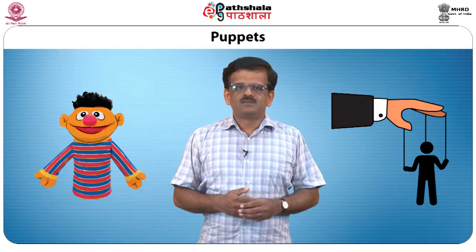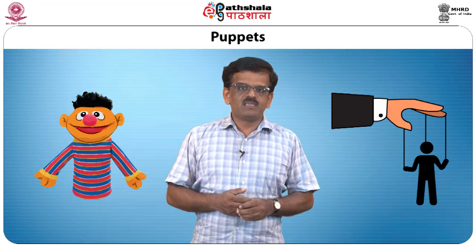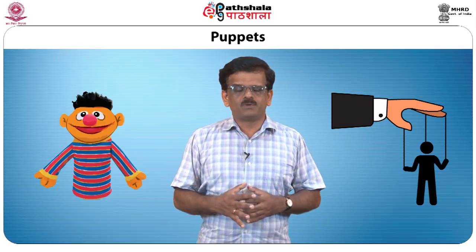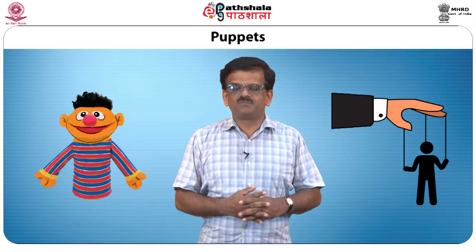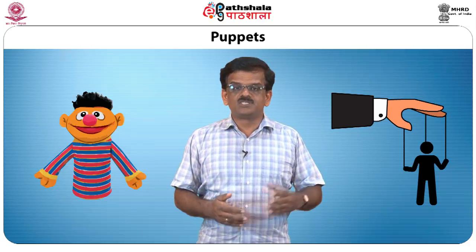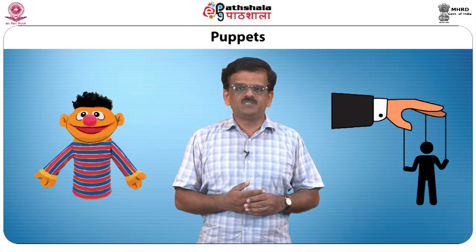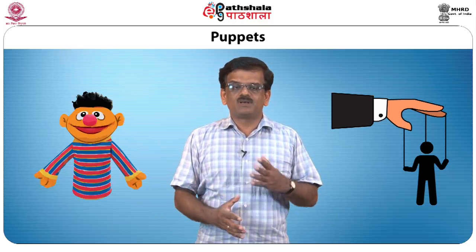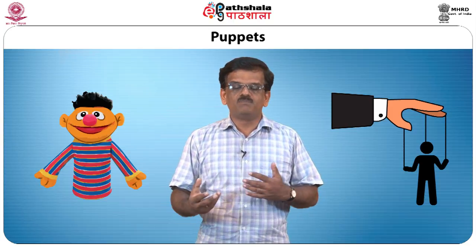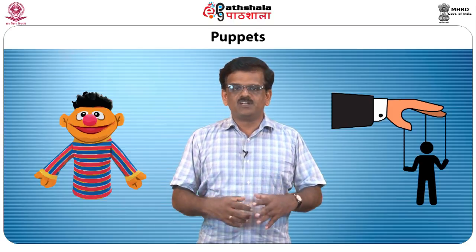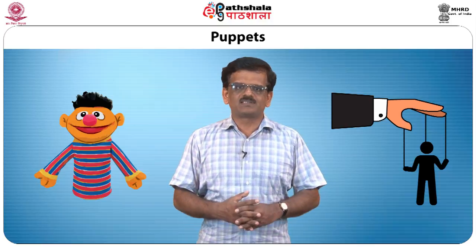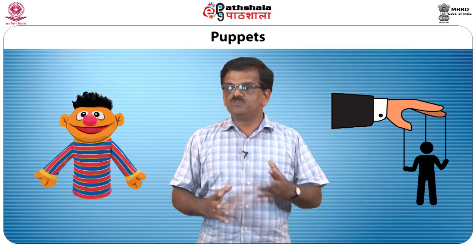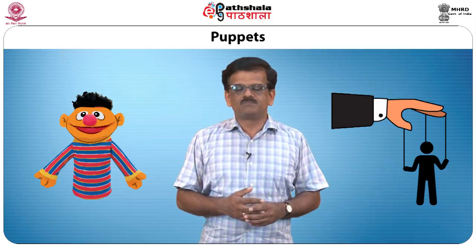The third type of three-dimensional non-projected aid is the puppet. We may know that the puppet show is a very traditional art of Indian culture, and it was extensively used for various purposes during the freedom movement. Puppets are simple types of toys or dolls which are manipulated. They are dressed in some kind of characteristics, and they are manipulated by a human performer, who is termed a puppeteer.